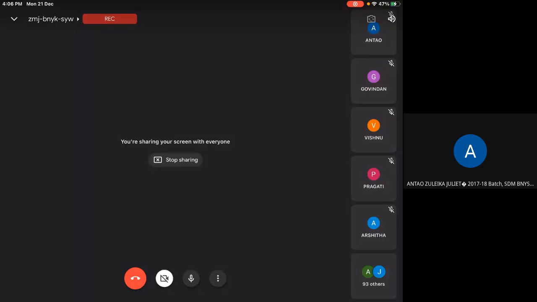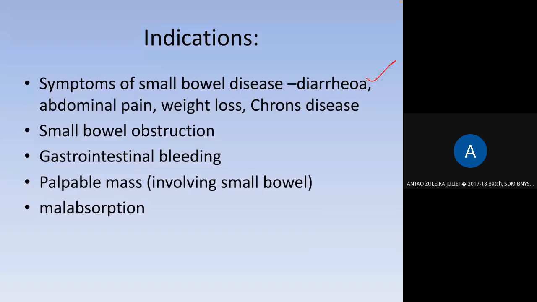Next, indications. One can do it when you have diarrhea, idiopathic weight loss, abdominal pain, Crohn's disease. Then you have small bowel obstruction. If you have a colon obstruction, you can't do a follow through. But if you have a small bowel obstruction, you can do it, is what they are saying. Again, a debatable issue. I'm not going into that. GIT bleeding, a palpable mass and malabsorption. In malabsorption, you basically want to see filling defects or growths.